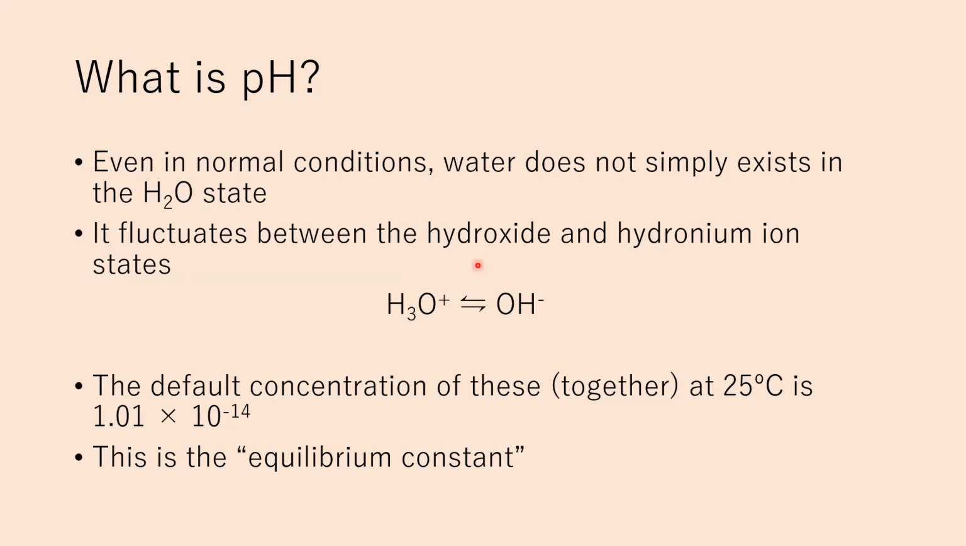Even in normal conditions, water does not simply exist in a state of an oxygen atom bound to 2 hydrogen atoms. Rather, some molecules exist either as hydronium ions or hydroxide ions. The default concentration of these together, which was determined experimentally, is 1.01 times 10 to the negative 14 power. This is referred to as the equilibrium constant.